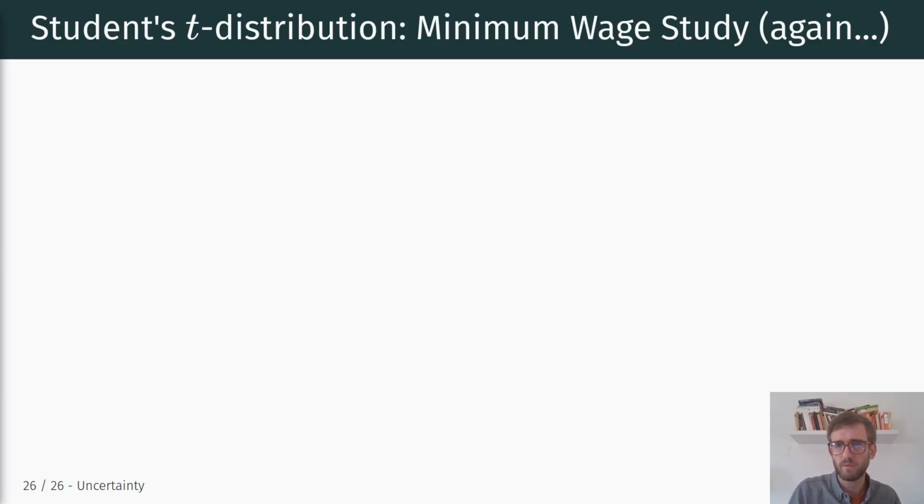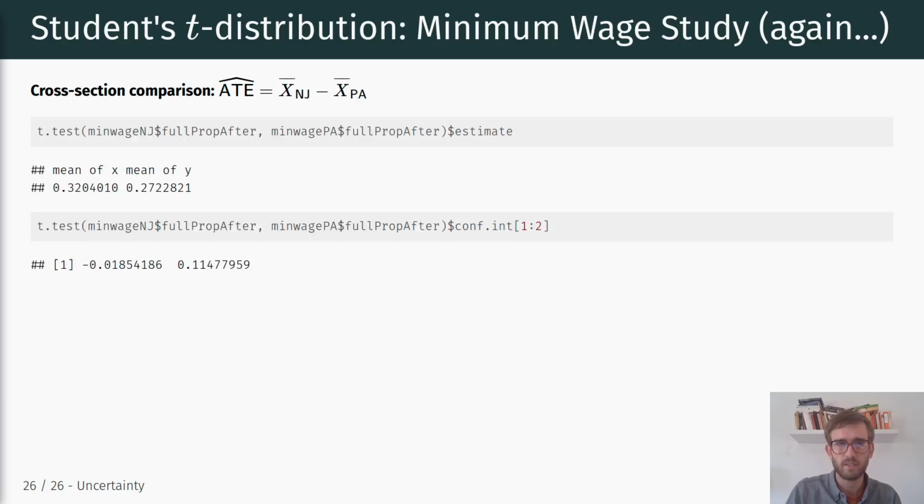Just very quickly, we're going to look at the cross-section comparison and the pre-post comparison. Again, this is the average treatment effect of the cross-section comparison. And we're going to use the t-test command here to directly get the averages in both groups. We'll look more at the t-test command in a second. There are a couple of objects that the t-test command returns.